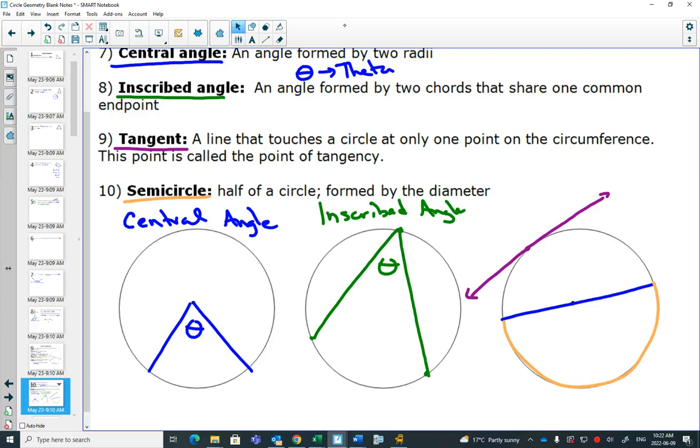The big language that you're going to need to know are the central angle and inscribed angle. I think the central angle, the definition's easy to remember, but the inscribed angle, you have to be able to see that you have 2 chords that share one point, and that makes an inscribed angle.